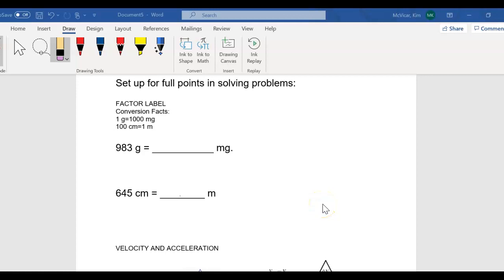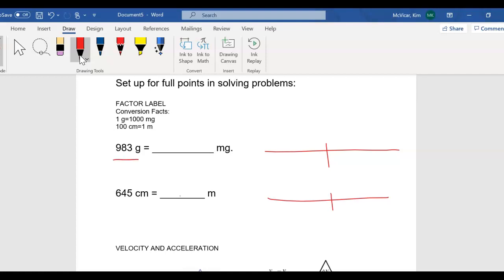Hi guys, I want to just run through the problem solving method so that you're able to get all the points possible on the upcoming test on the problem portion. First two problems are factor label problems, so we're going to use the train track method.